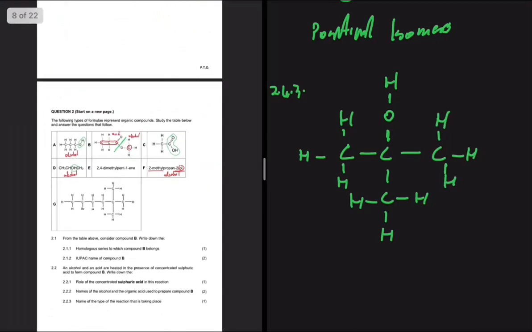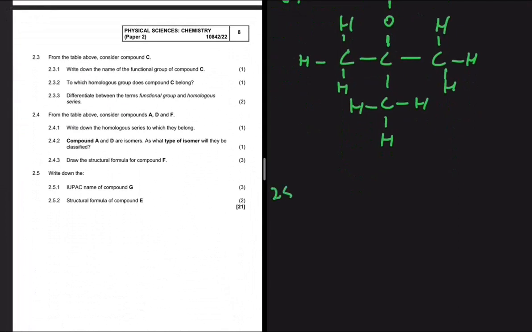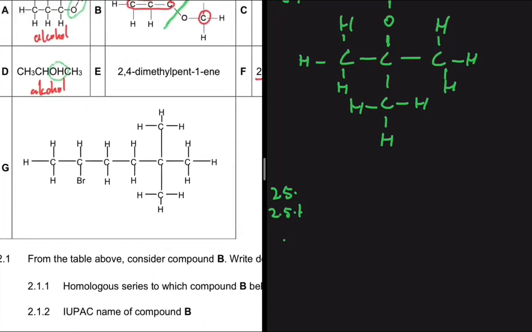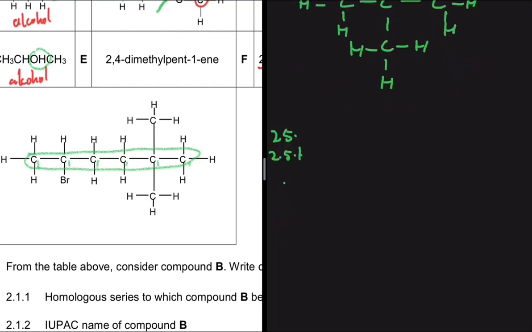Let's go ahead and move to 2.5. We're interested in compound G and compound E. 2.5.1, we're supposed to name compound G. Let's go to compound G. The first thing we must look for is the longest carbon chain. It is easy to see that this will indeed be our longest carbon chain. Let's count that: 1, 2, 3, 4, 5, 6. That is hex. And as soon as I see Br, I know that it is a haloalkane. So it will be hexane.